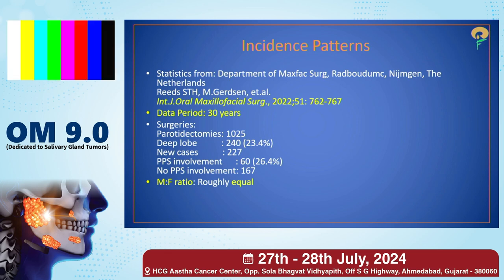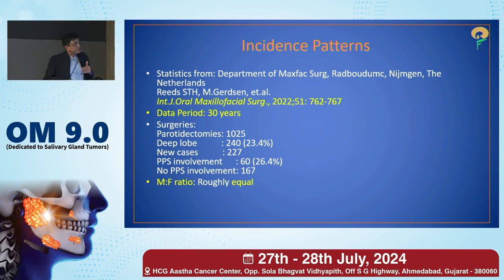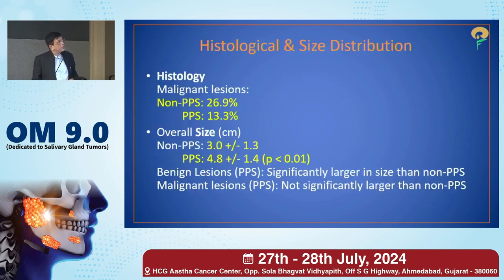It's a data period of 30 years where 1,025 parotidectomies were performed, 240 for deep lobe cases, of which 227 were de novo. The remainder of the deep lobe cases were revision cases. In this, the parapharyngeal space involvement was in 60 patients, that is 26.4%, and there was no parapharyngeal space involvement in 167. So that gives you an idea that not all deep lobe tumors have major parapharyngeal space involvement. In fact, it's a minority. The male-female ratio is roughly equal.